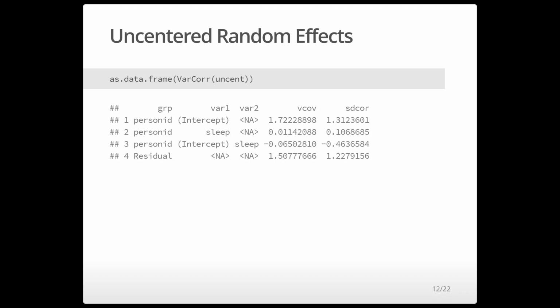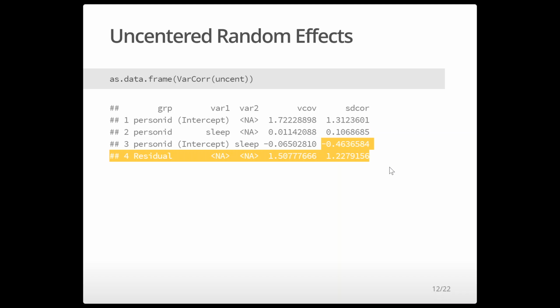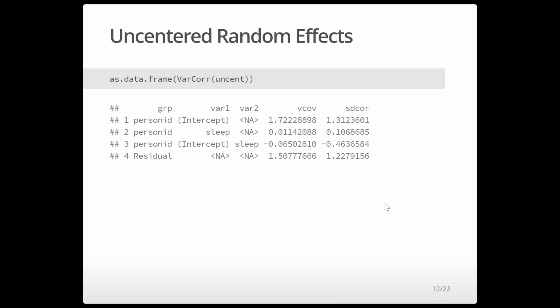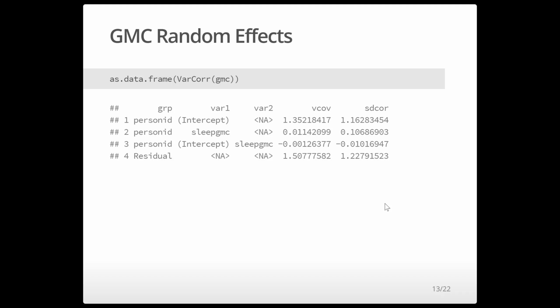So we see the standard deviation of the intercepts after accounting for the predictors is 1.31. And we see the correlation between the intercepts and slopes is negative 0.46. This is, again, very similar to what we saw last week. This is exactly what we saw last week when we looked at the uncentered model. Now, when we center at the grand mean, we see that both of these parameters have reduced considerably. So the correlation is now very, very small.